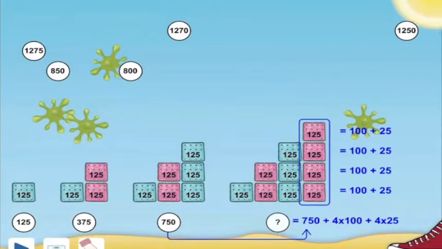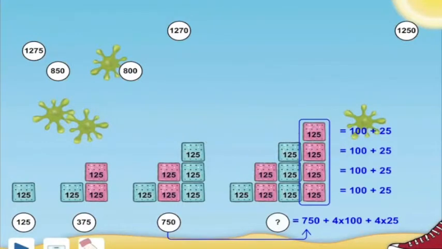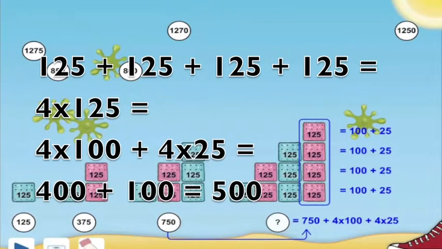Notice that the number 125 is made up of 100 and 25. This will enable us to break up each 125 into 100 and a 25. This is helpful because it is easy to find the product of 4 100s and of 4 25's and then add them together. We then have that 125 plus 125 plus 125 plus 125 is the same thing as 4 times 125, and that is equal to 4 100s plus 4 25's.